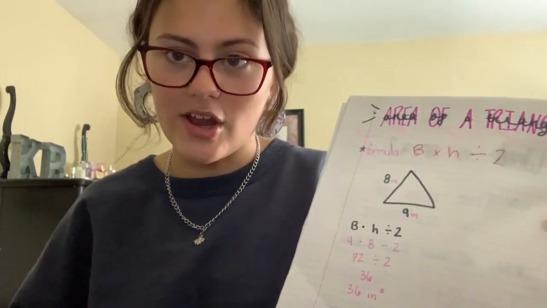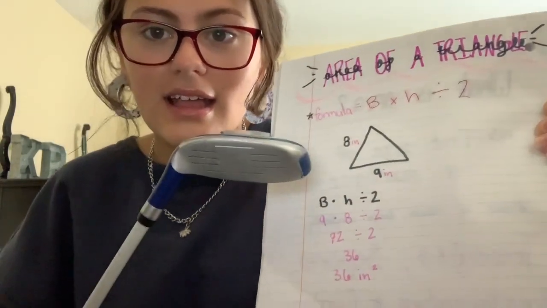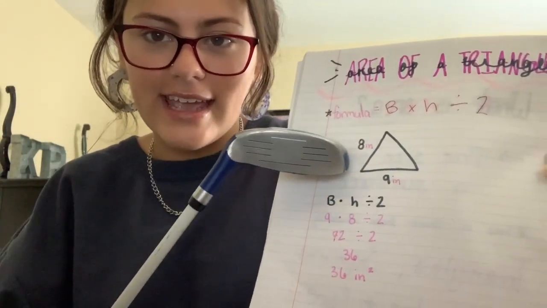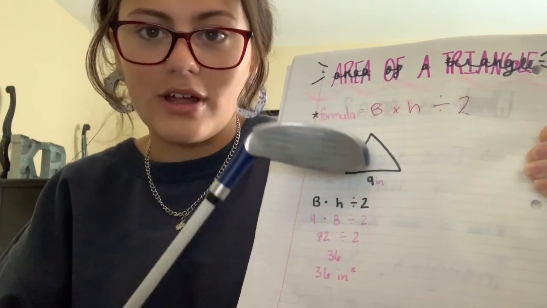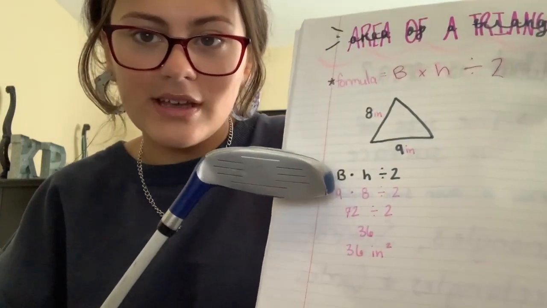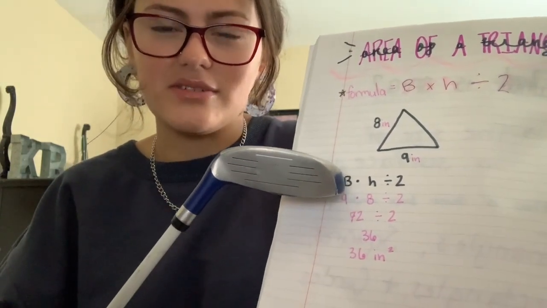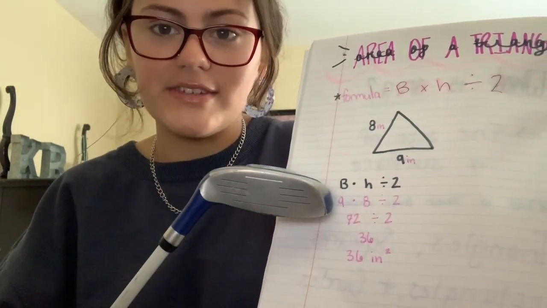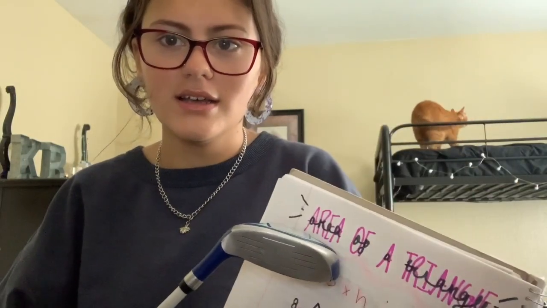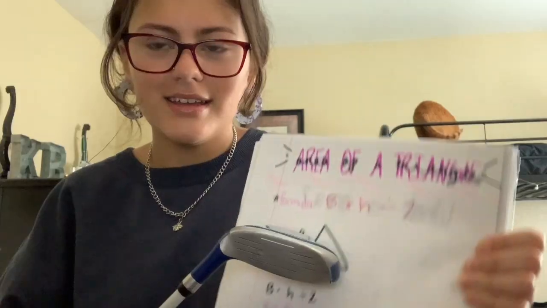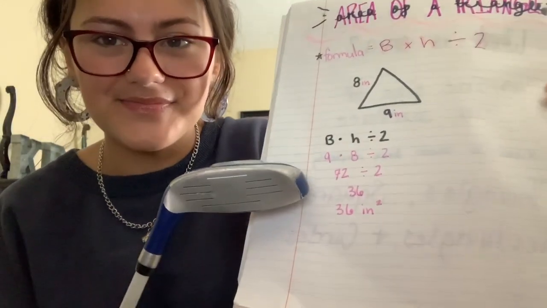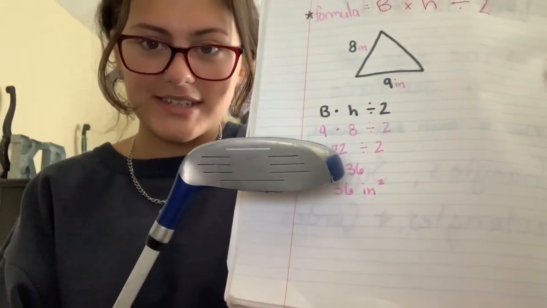So let's start off with a practice problem. Let's say that your height is 8 and your base is 9. You plug in your formula right down here. So base times height divided by 2. You plug in your numbers. 9 times 8 divided by 2. 9 times 8 is 72. Divided by 2. 72 divided by 2 is 36.